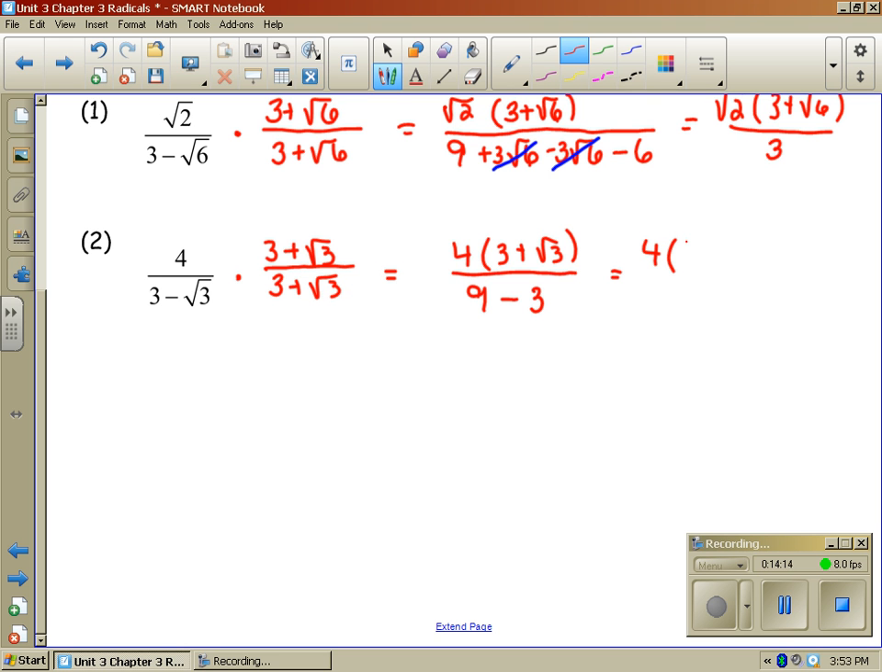So we have 4 times 3 plus the square root of 3, over 6. Realize that we can reduce the 4 and the 6, divide by 2. So our final answer is 2 times 3 plus the square root of 3, over 3.